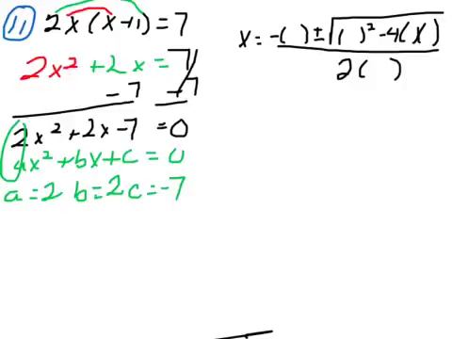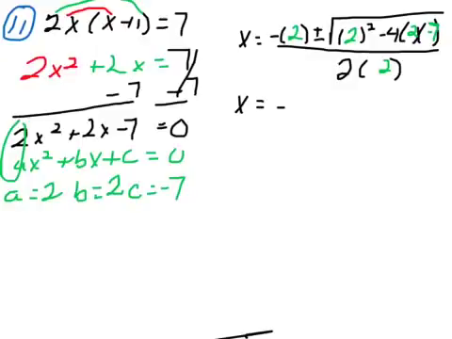So my a's go here and here. My b of 2 goes here and here. And then c is negative 7 goes right over here. See if I can make it look like a negative 7. So now I just have to simplify that.